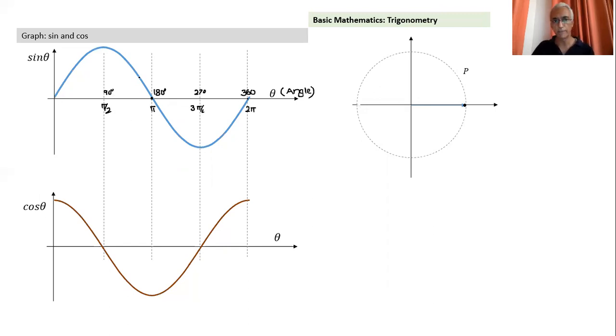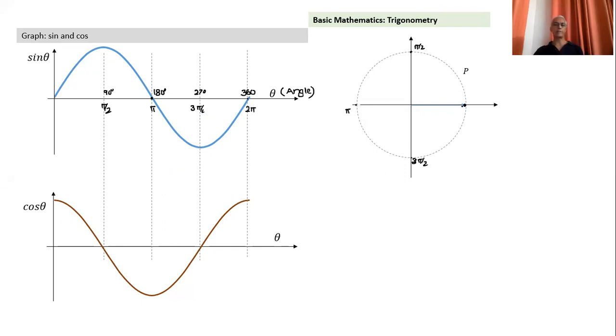How do you get this shape? Again, we can understand the shape from this point moving on the circle. When this point starts moving from here, the angle is 0. As the point moves here, the angle is pi by 2. When the point reaches this point, the angle is pi, and at this particular point the angle is 3 pi by 2.